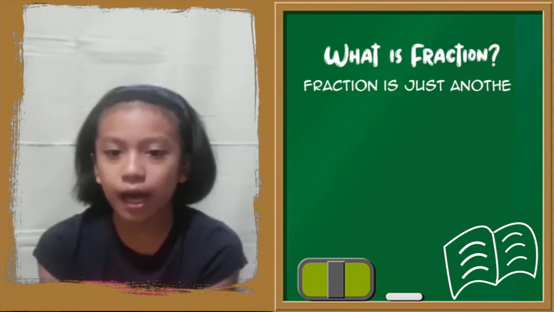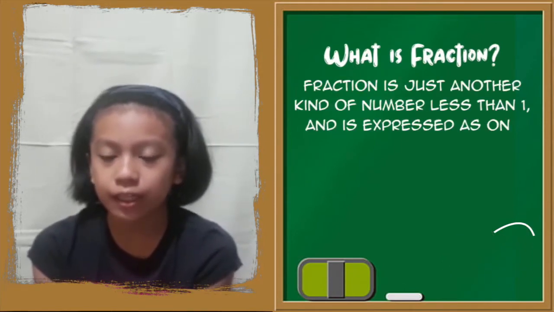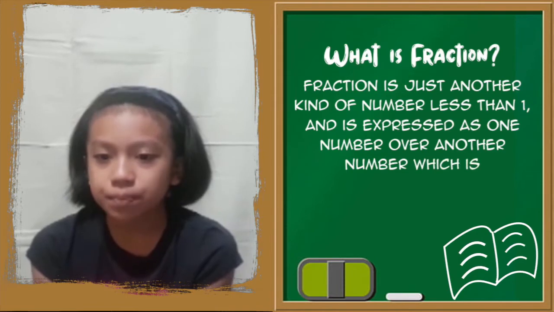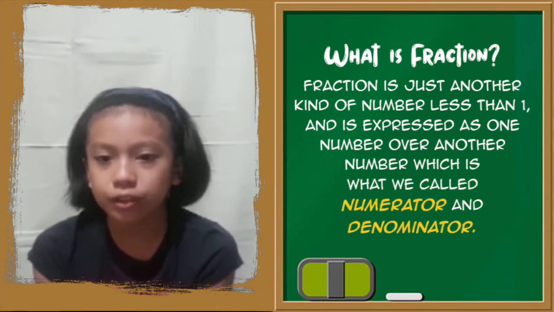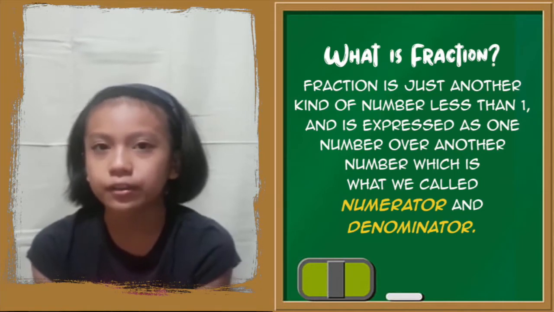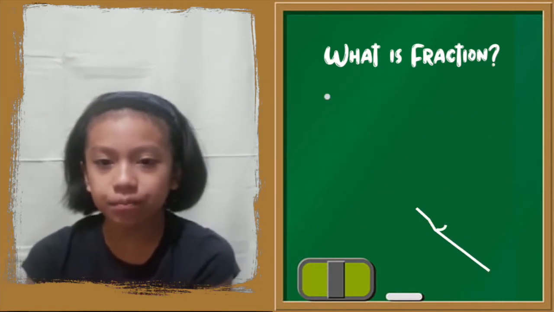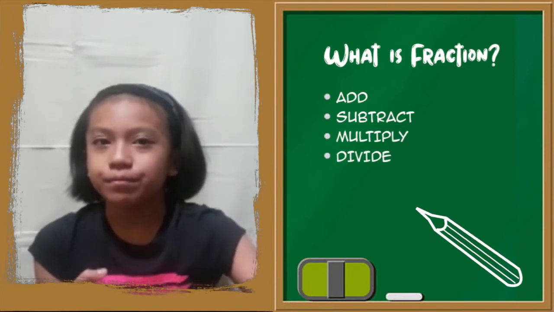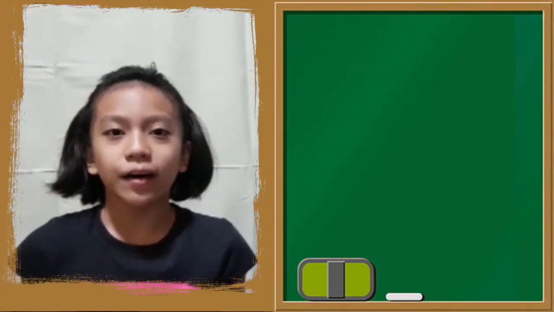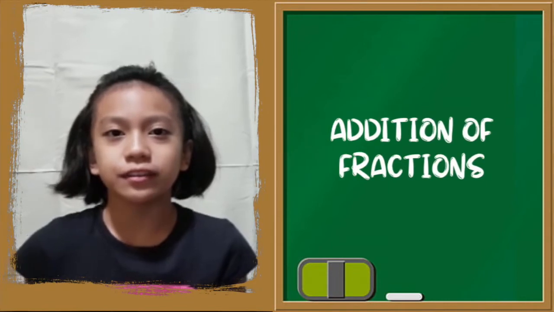Fraction is just another kind of number less than 1 and is expressed as one number over another number, which is what we call numerator and denominator. And because they are numbers, we can add, subtract, multiply, and divide them. Now let's talk about addition of fractions.